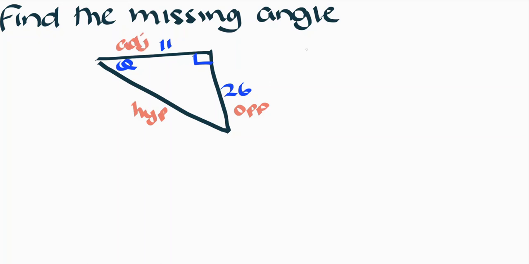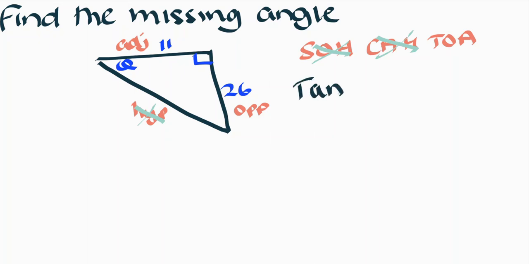So we're going to write down SOHCAHTOA. We're going to look at what sides we need, what we don't. So we need adjacent because we need the side of 11. We need opp because we need the side of 26, but we don't need hypotenuse. So anything with an H we can cross out, we're not going to use it. So we need to use tan.